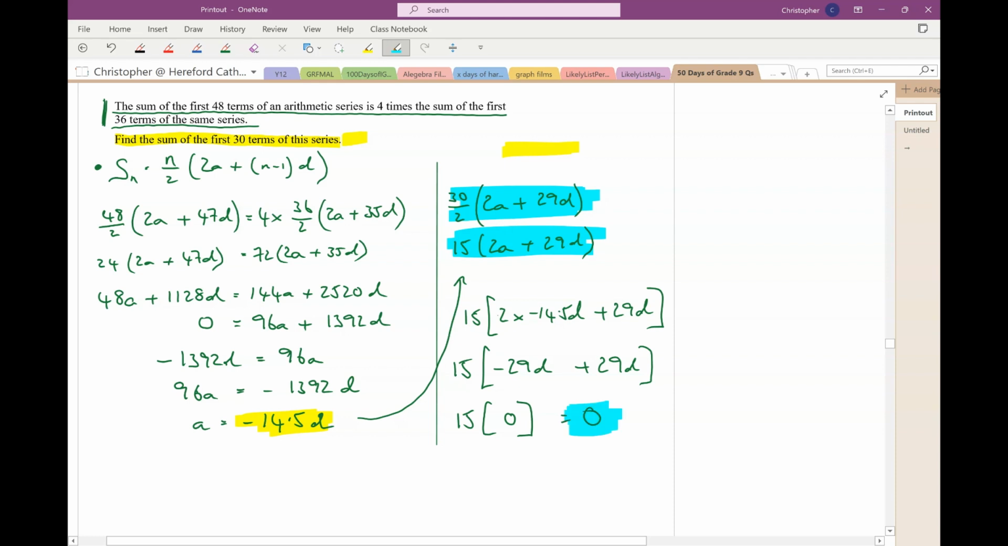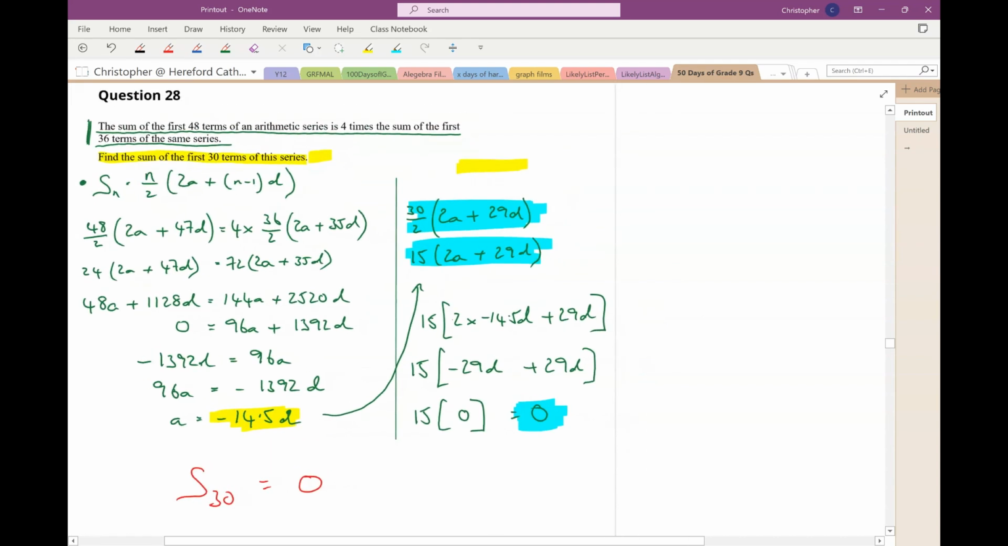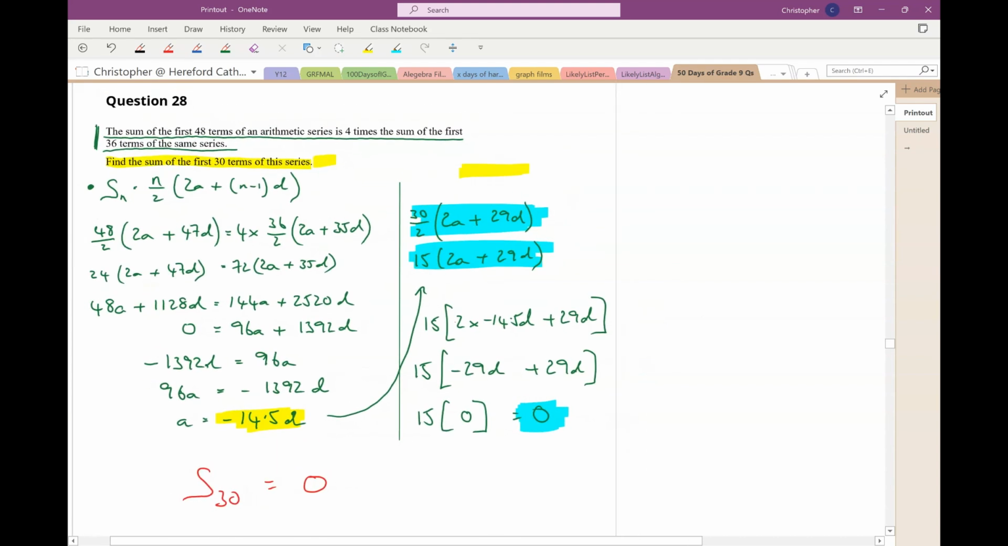So the answer is, what's the sum of the first 30 terms of the sequence? Sum of the first 30 terms equals 0. So I didn't actually have to find the value of A or the value of D in the end.